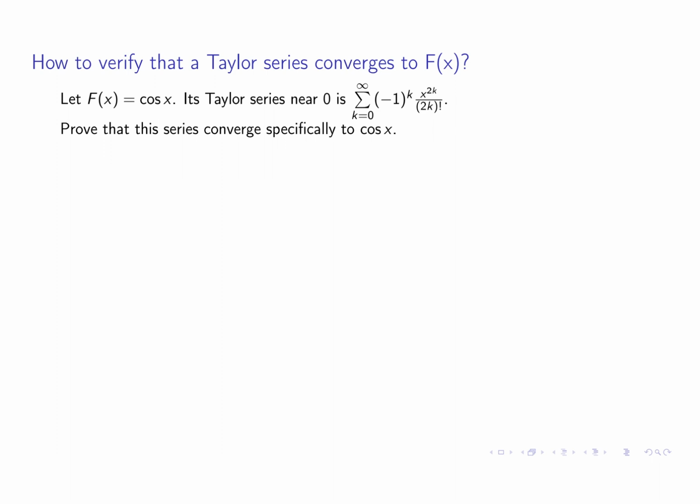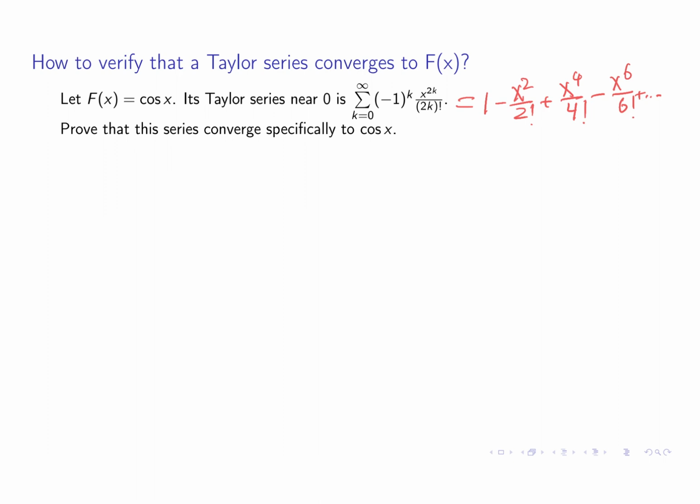Let's try another example. Here we have the function cosine x. Its Taylor series near 0, you remember it. It's 1 minus x squared over 2 factorial plus x to the 4 over 4 factorial minus x to the 6 over 6 factorial plus and so on. And we can write it in a compact form. Now let's try to prove that this series converges to cosine x for every fixed x.